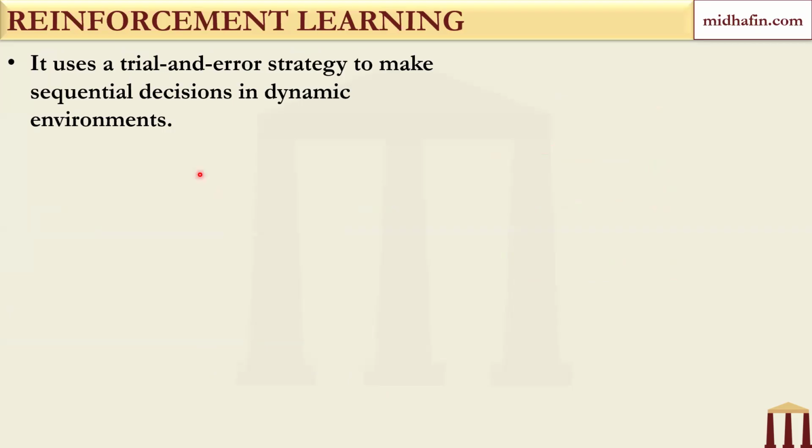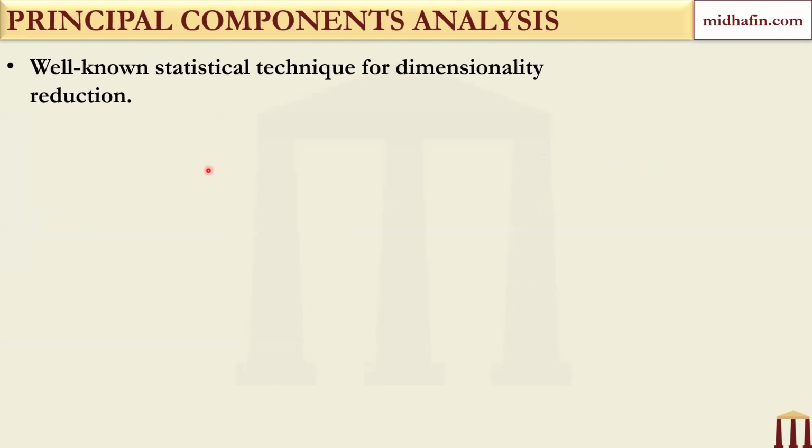Now, reinforcement learning simply uses a trial and error strategy to make sequential decisions in dynamic environments. Now, let's briefly introduce principal components analysis. It's a well-known statistical technique for dimensionality reduction. In simple terms, it helps you take a complex data set with lots of variables and boil it down to a very few core variables, core factors, which capture most of the original information.